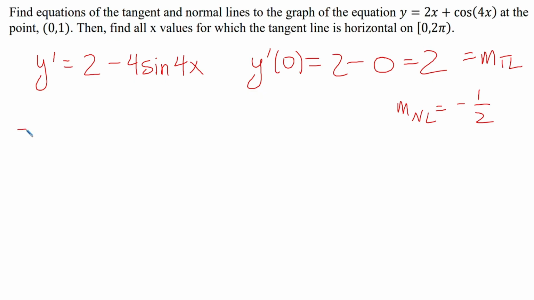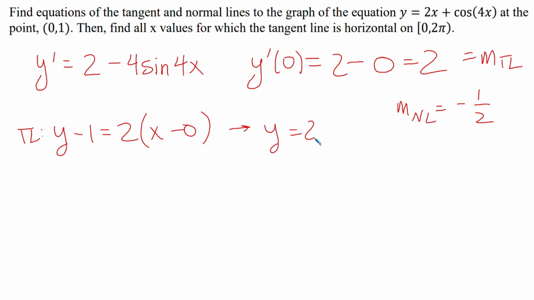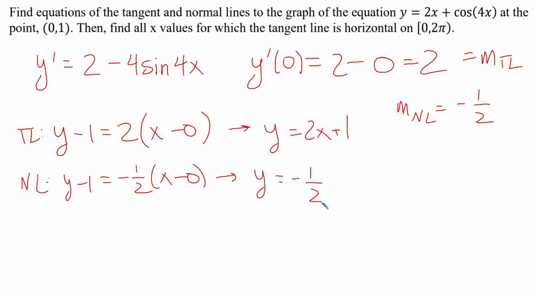So our two equations: the tangent line will be y minus our y value of 1 equals our slope of 2 times x minus 0. And of course, that one's pretty easy to see. We could have also just done slope-intercept form, y equals 2x plus 1. And our normal line should be y minus 1 equals -1/2 times x minus 0. Or if you want to put that one in slope-intercept, since we're already given the y-intercept, not a big deal to do that. It's just negative 1/2 x plus 1.